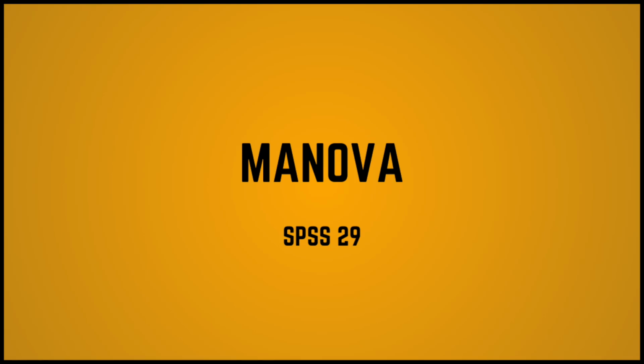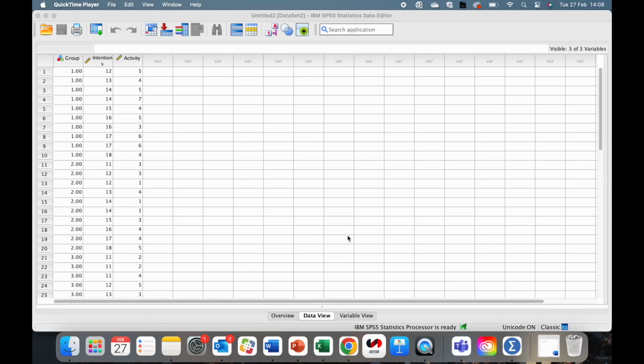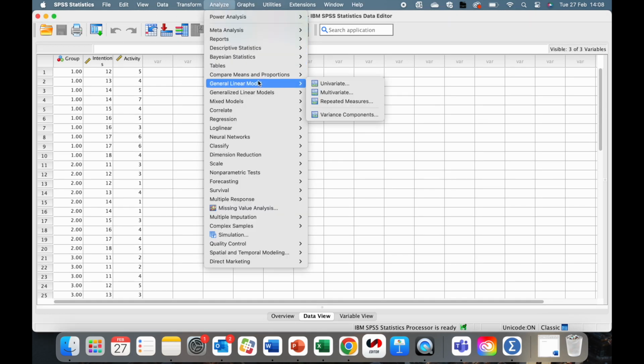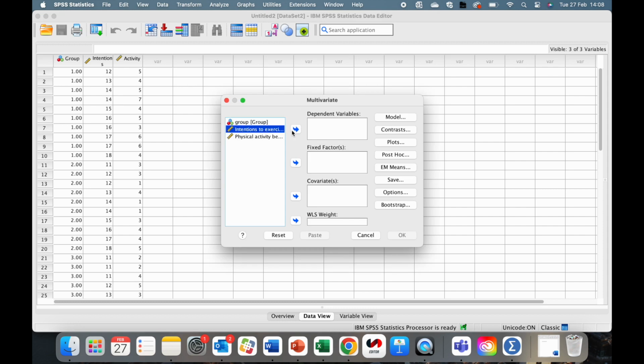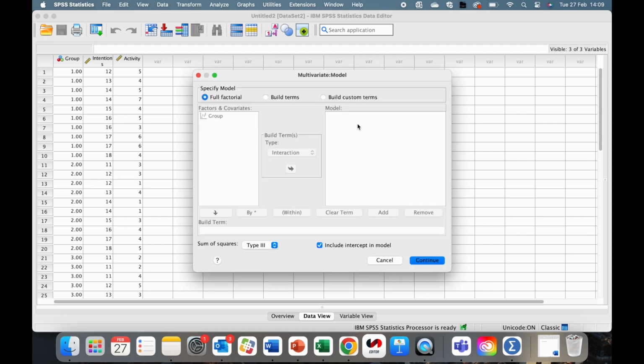Okay, so today we're going to be looking at the MANOVA. This is without the DFA. First step is analyze, general linear models, multivariate. Step 2 is we move the dependent variables into the dependent variables, and then the group is in fixed factors. We're going to model just to make sure that it's full factorial and the sum of squares is type 3.